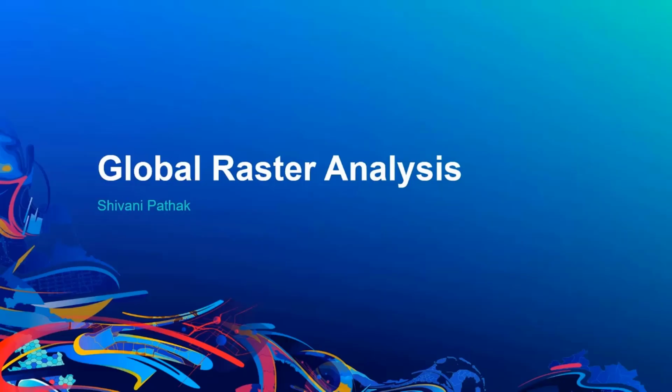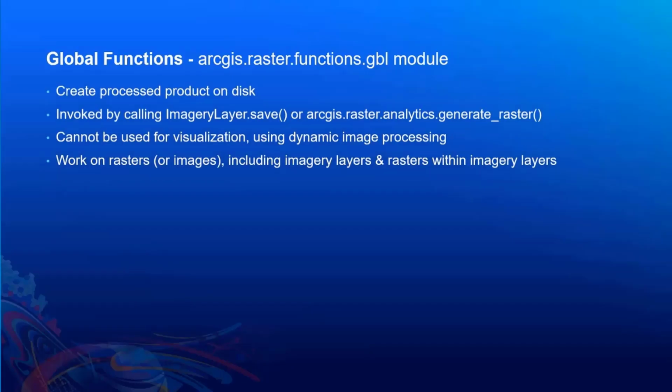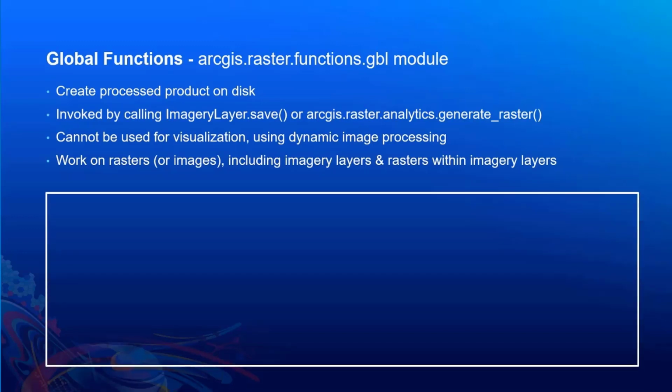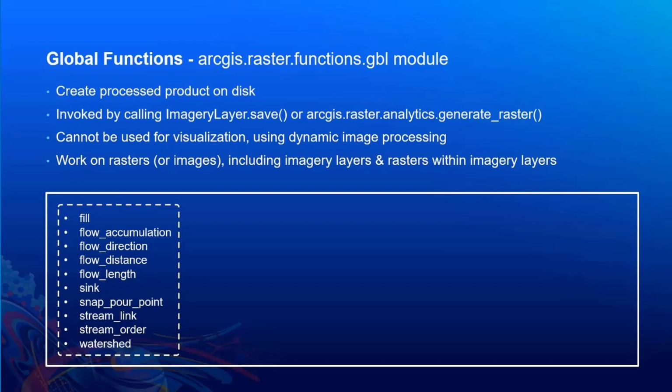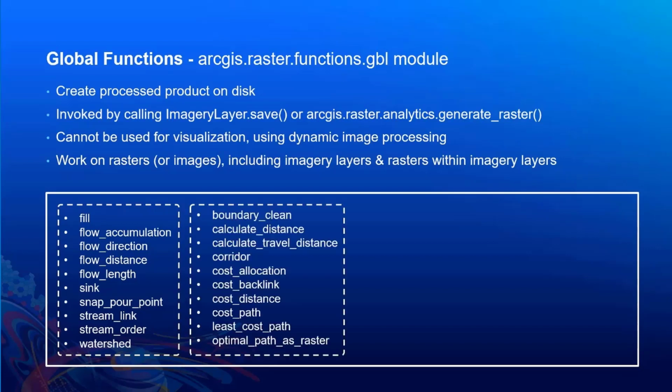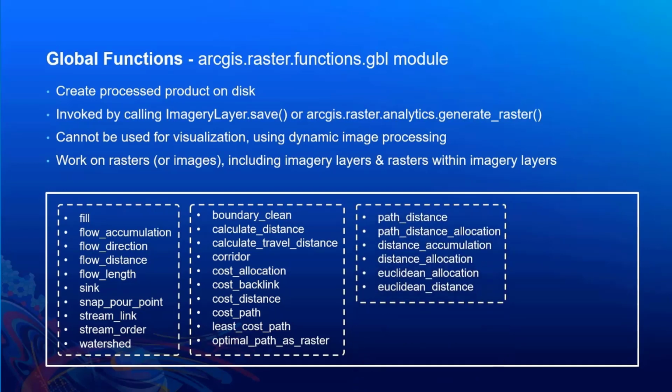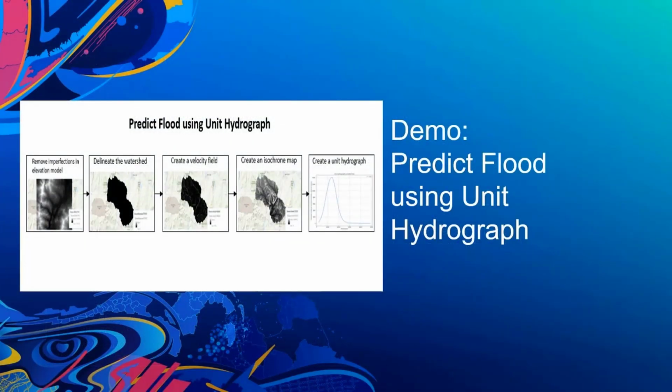Now, let's talk about global raster analysis. Global functions process products on disk by invoking imagery layer.save or generate raster functions. These functions cannot be used for dynamic image processing. These functions work on rasters, including imagery layers and rasters within imagery layers. This module includes functions related to hydrology such as fill, flow accumulation, flow direction, sink, stream order, and watershed. It also consists of functions related to cost calculation and distance calculation. Let's do some hydrological analysis using the ArcGIS API for Python and ArcGIS Pro.